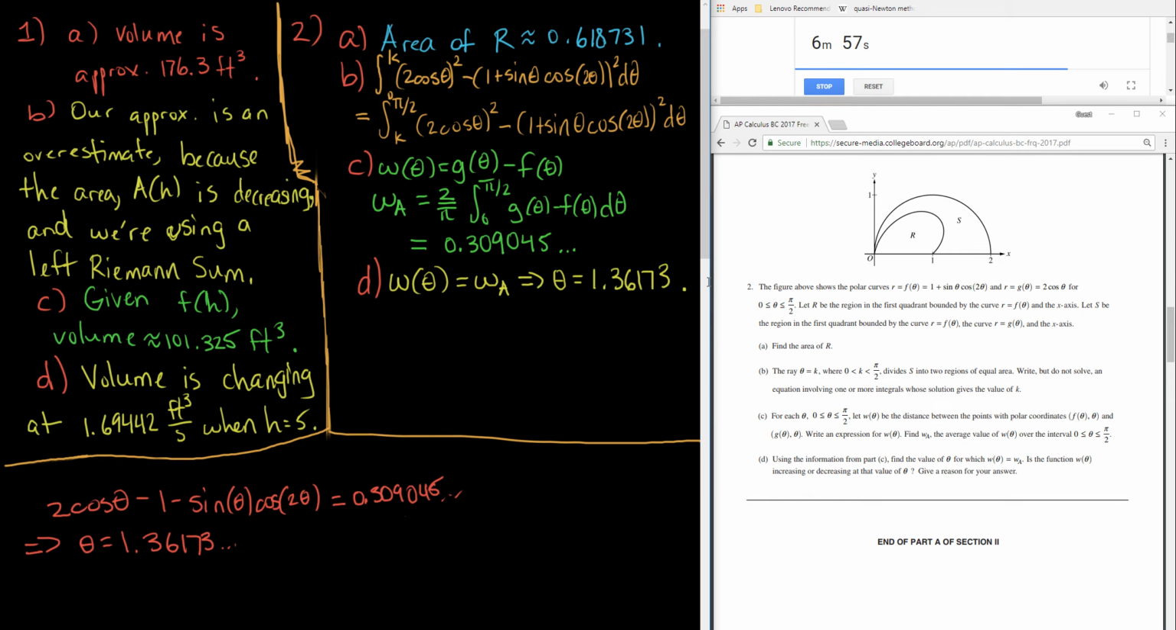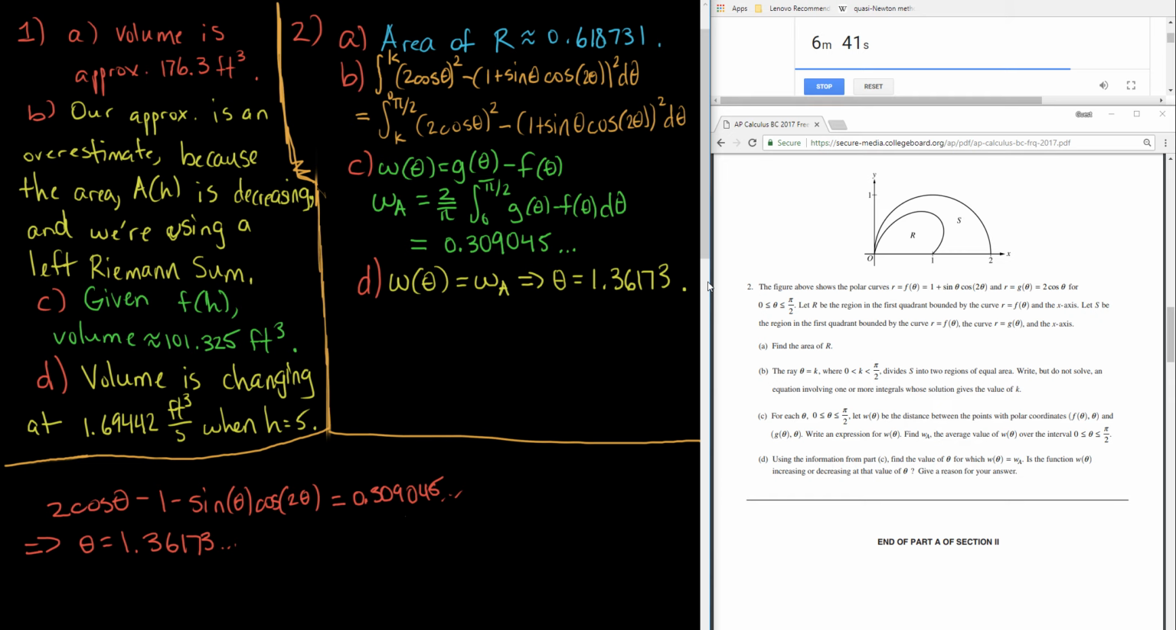Now, is the function w of theta increasing or decreasing at that value of theta? Why do we have to give a reason for the answer? This is the calculator portion, dude. Just plug and chug. Anyway, we'll see.